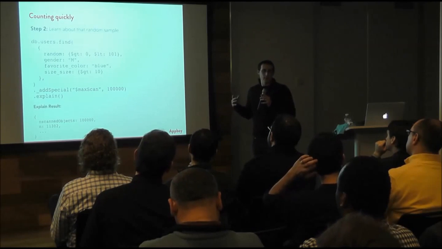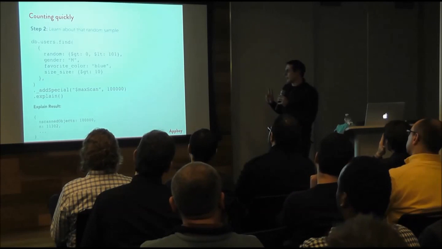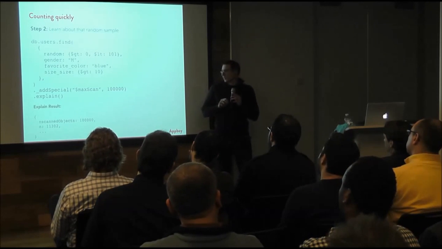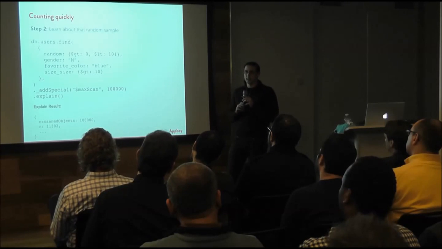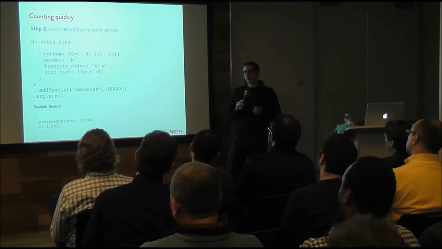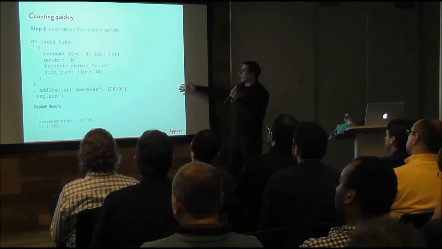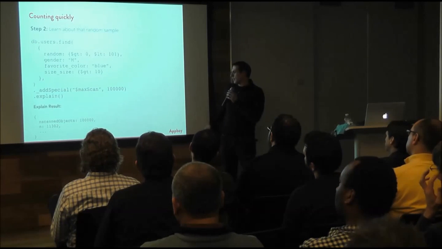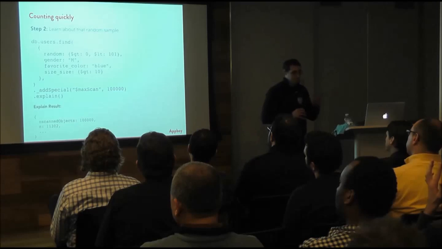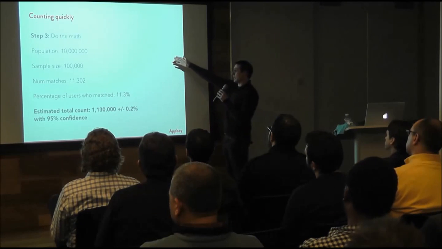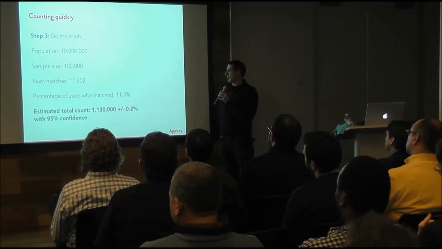There's a lot of data that you can get out of there, but we only care about two outputs. One is called nscannedObjects, which tells you how many documents it scanned. Another is n, which tells you how many documents match the criteria. So if you look at this, you see that we scanned 100,000 random documents, and about 11,000 of them matched. So from here, it's just math. You take the population, the sample size, the matches, and that's about 11.3%.